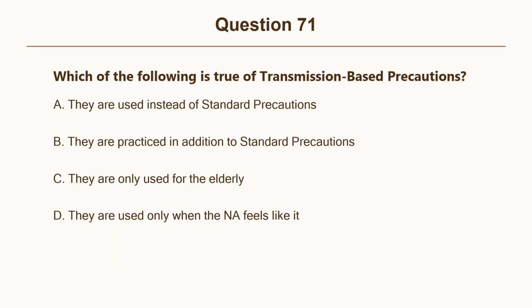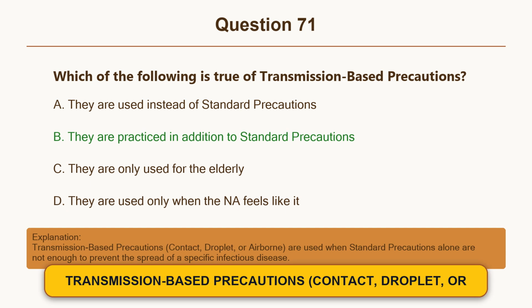Question 71. Which of the following is true of transmission-based precautions? Option A, they are used instead of standard precautions. Option B, they are practiced in addition to standard precautions. Option C, they are only used for the elderly. Option D, they are used only when the NA feels like it. The correct answer is option B, they are practiced in addition to standard precautions.